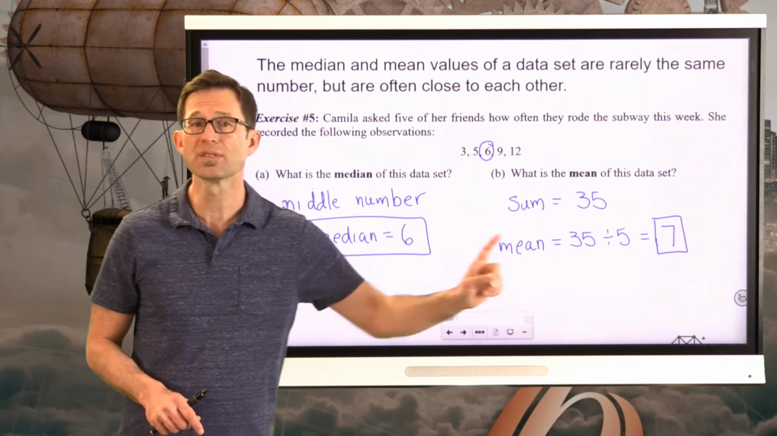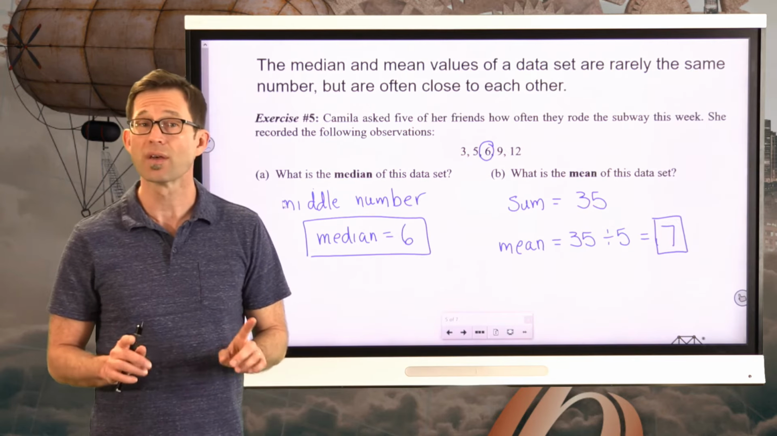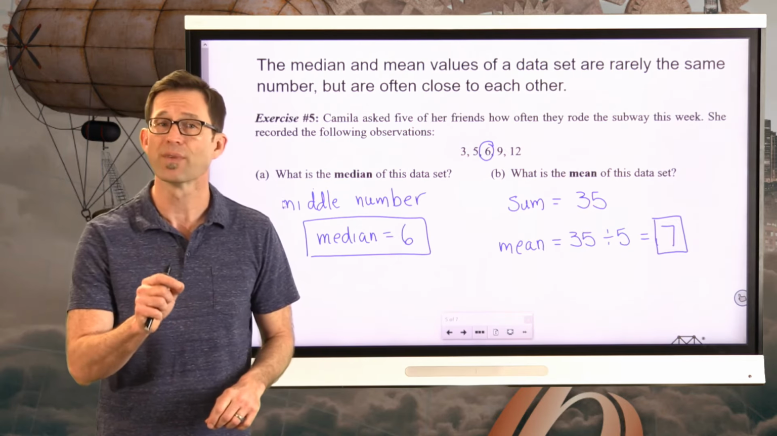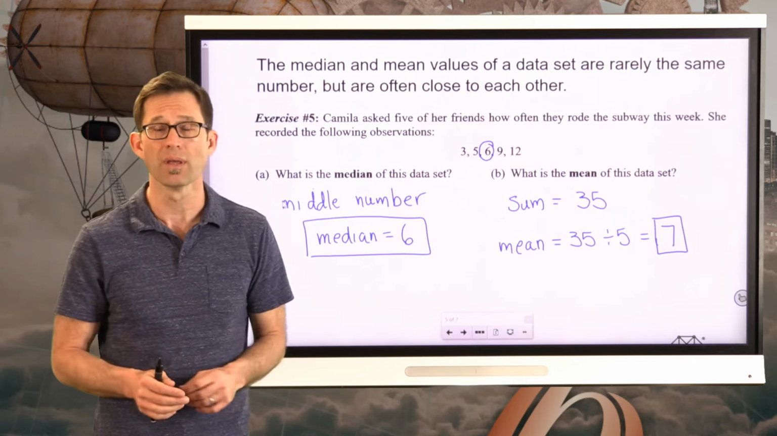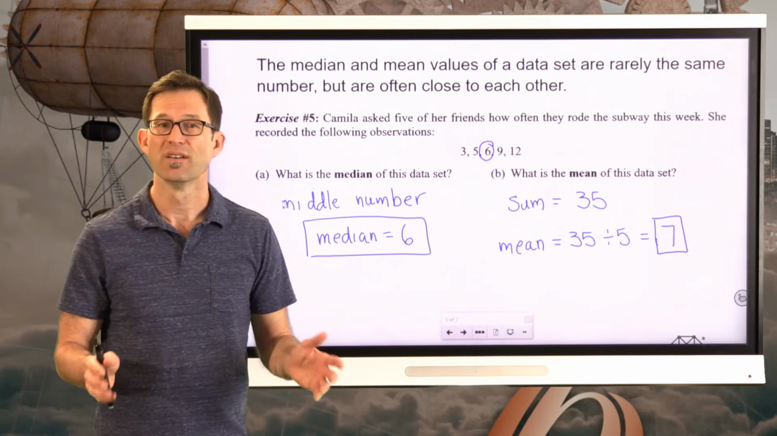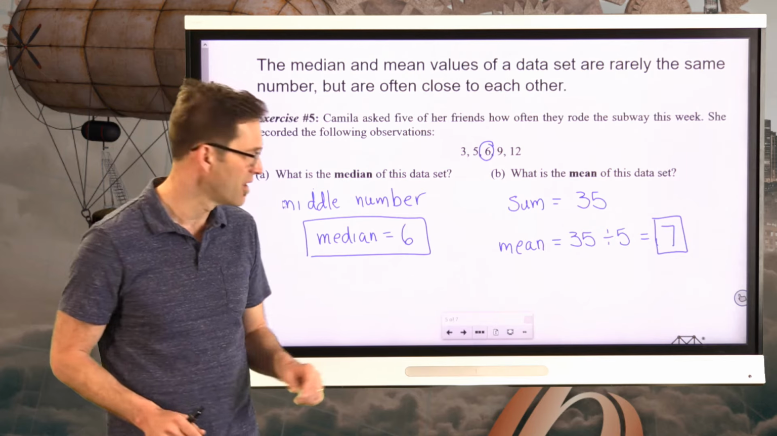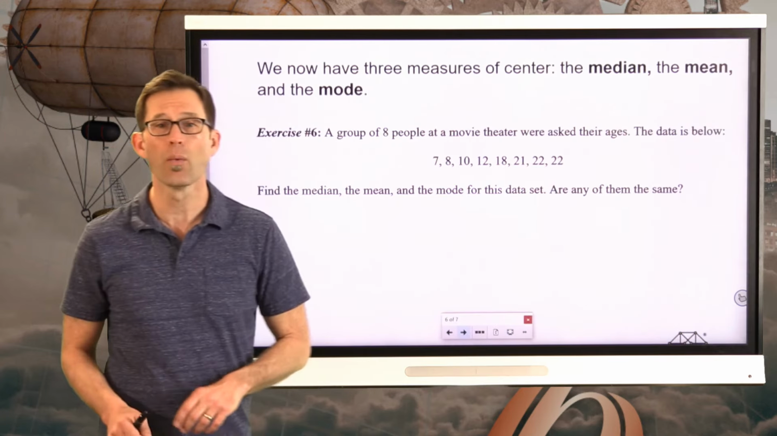Again, oftentimes the mean and the median are close together. Sometimes they're exactly the same number. It's rare, but they can be. And sometimes they're quite different, and we'll look at that in a future lesson. But let's take a look at one last problem.